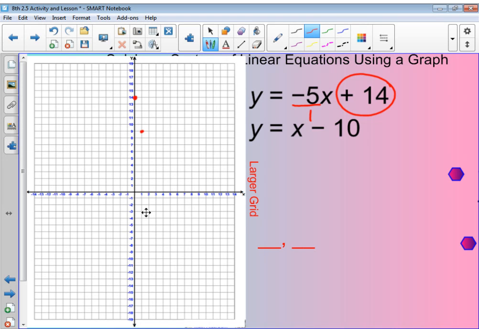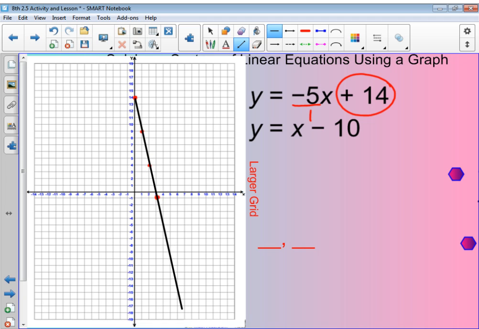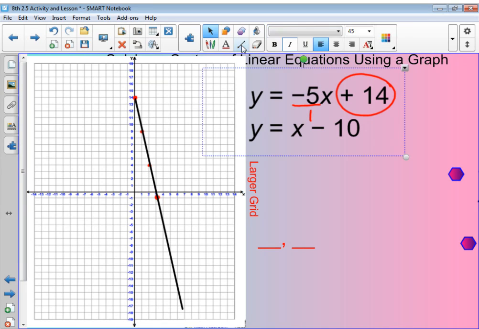Down 5, 1, 2, 3, 4, 5, over 1, and again. So there you can visually see my line. I'll go ahead and connect my dots so that if it extends beyond the ones that I have, I can still see where it intersects.